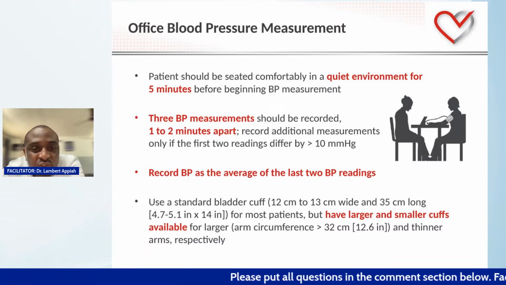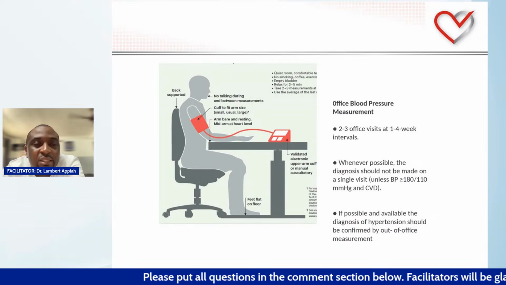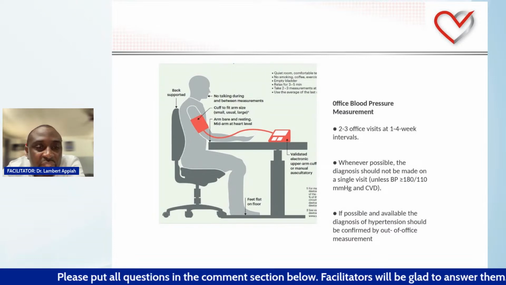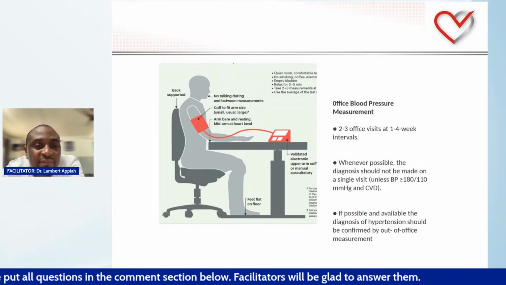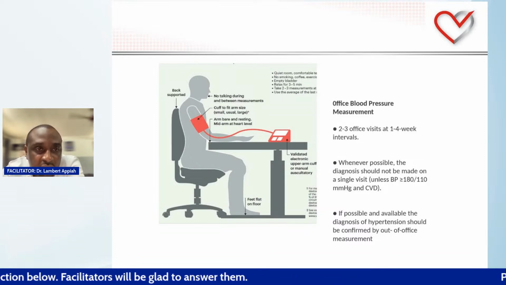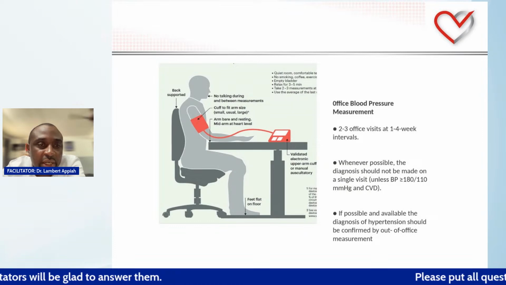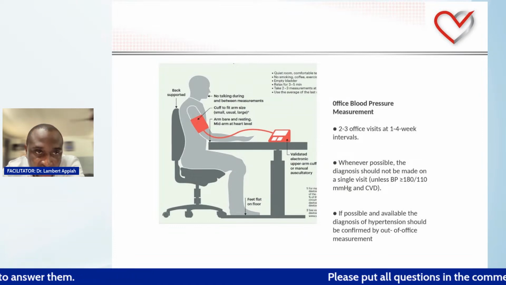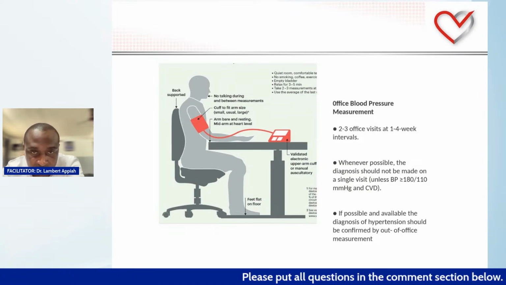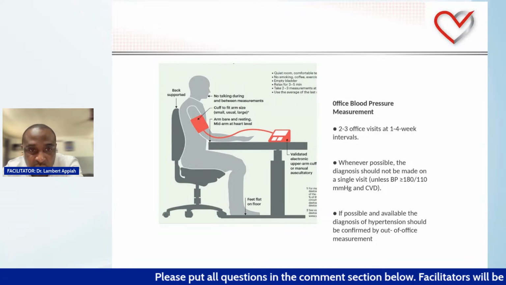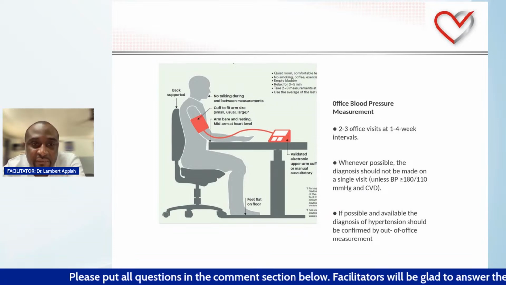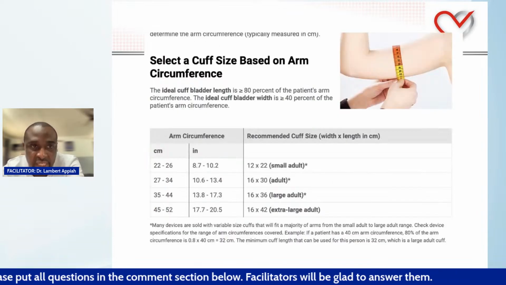And it's also important to select the right cuff size. So as I mentioned, your feet have to be bare on the floor, or they have to be rested on the floor, not crossed. Your arm has to be at heart level. Your back has to be supported. So if you look at this, you can tell that most of the blood pressures that are checked in our various institutions are not properly done.